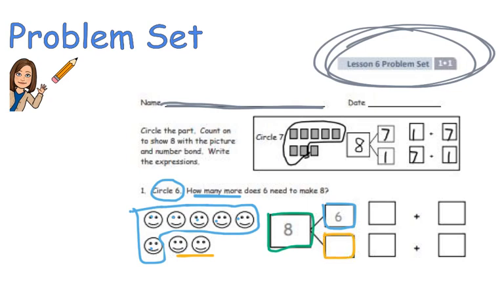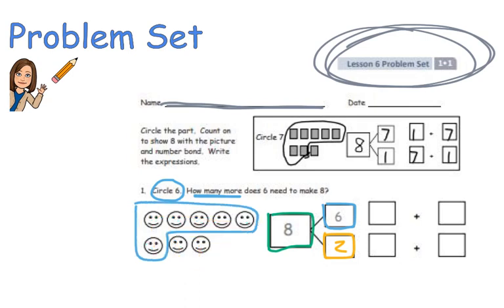So we're going to write the number 2. And I know we need 2 more because we said in the beginning that there were 8 total. 1, 2, 3, 4, 5, 6, 7, 8. And if we count on, we go 6, 7, 8. We only needed the 2.